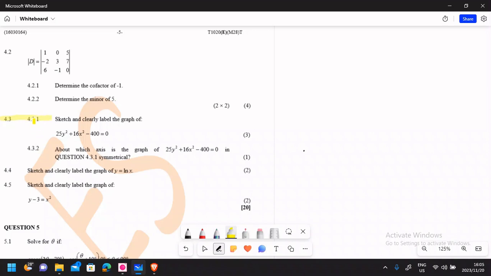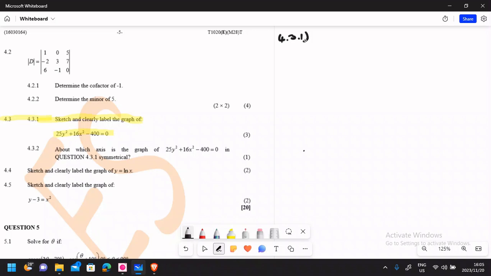So we have 4.3.1, where they want us to sketch and clearly label the graph of 25 y squared plus 16 x squared minus 400 equals 0. Look at this equation here, or look at this function here. It's easy to see what this graph is.